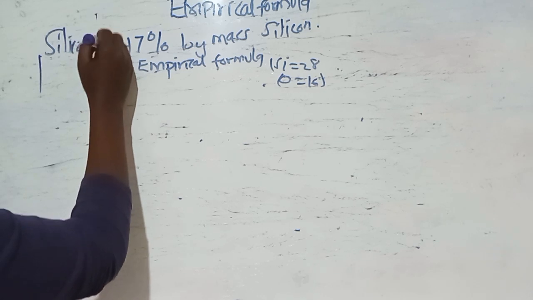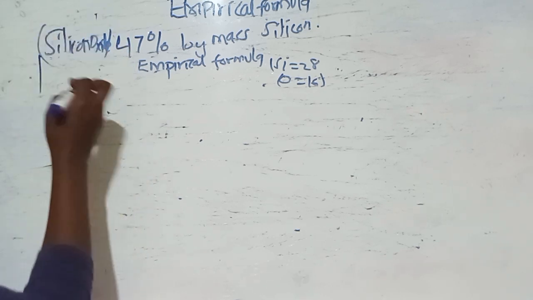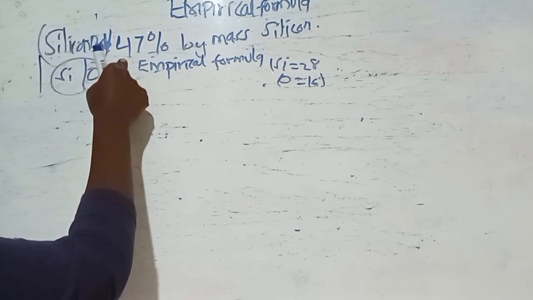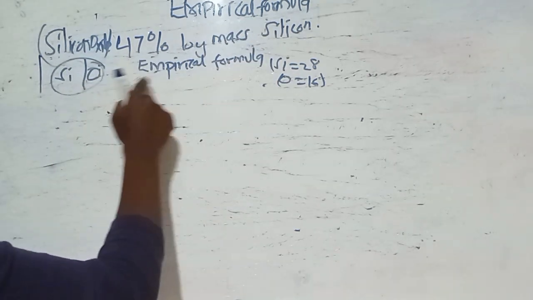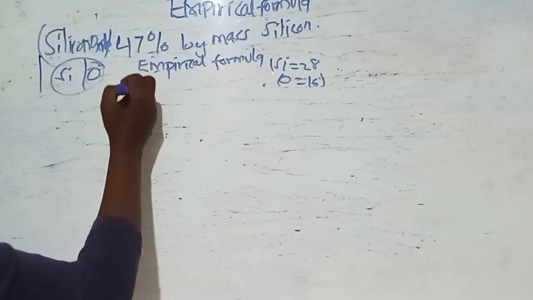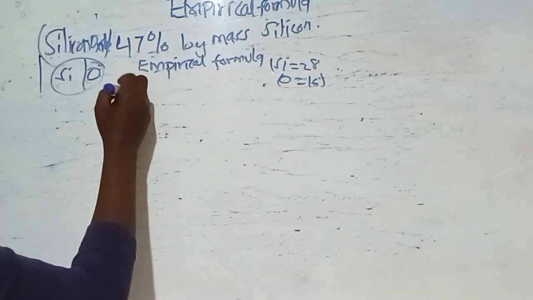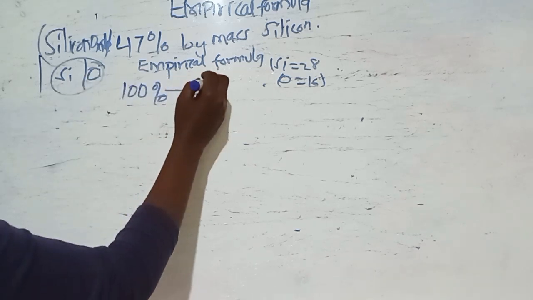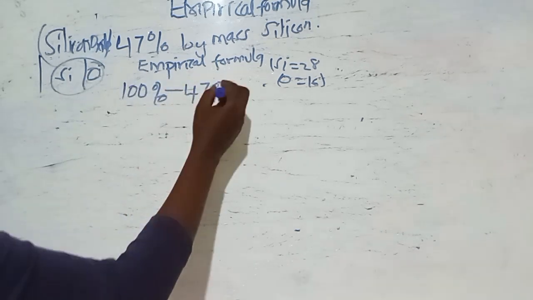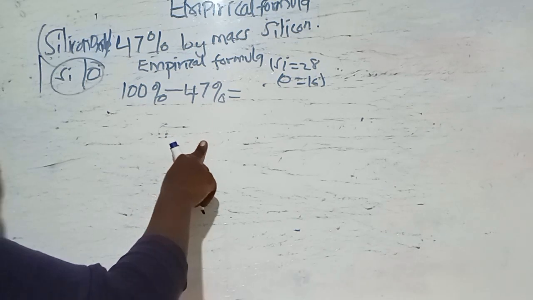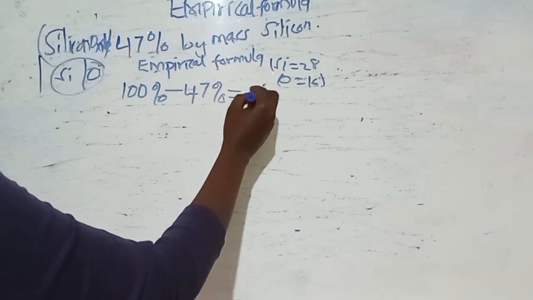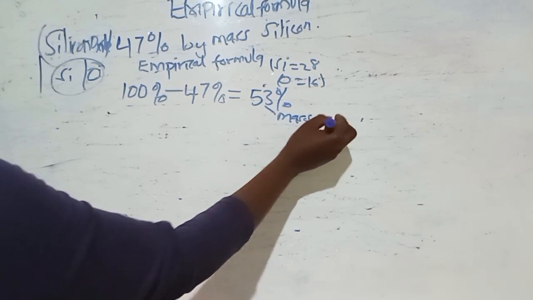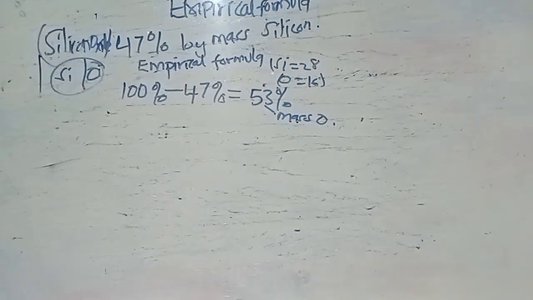It is silicon oxide, meaning it is made up of two elements, silicon and oxygen only. So if 47% is silicon, the remaining percentage is oxygen. You subtract 47% from 100% to get 53%, which is the mass percentage of oxygen in silicon oxide.